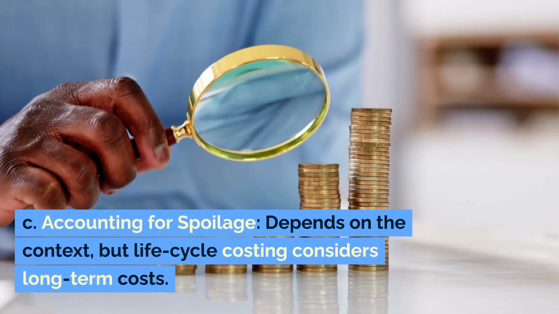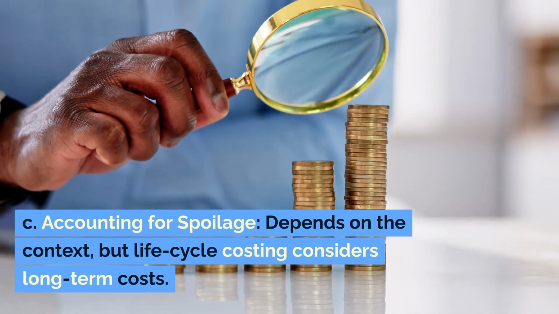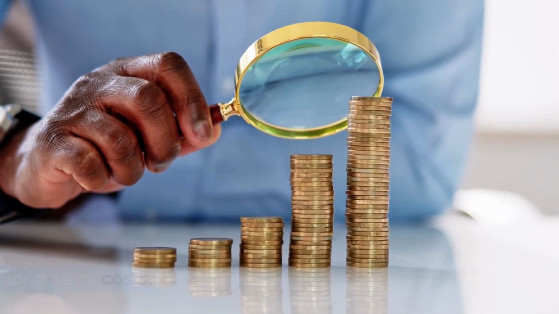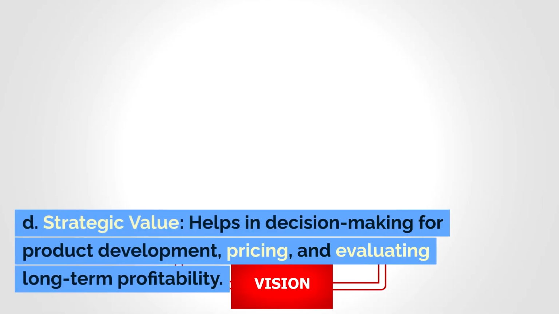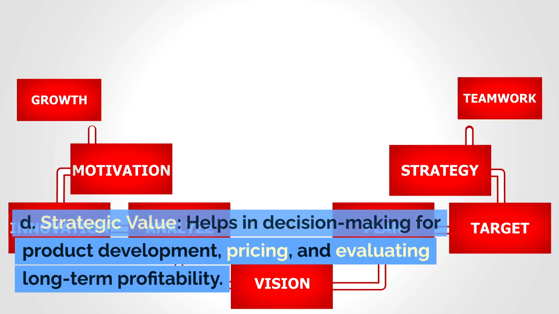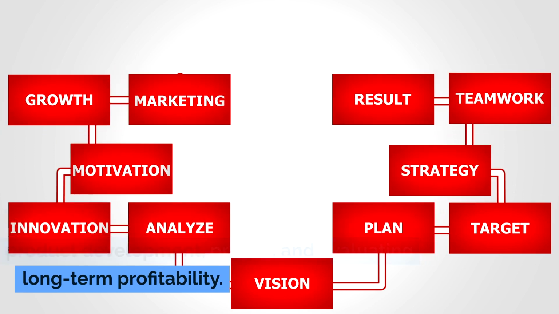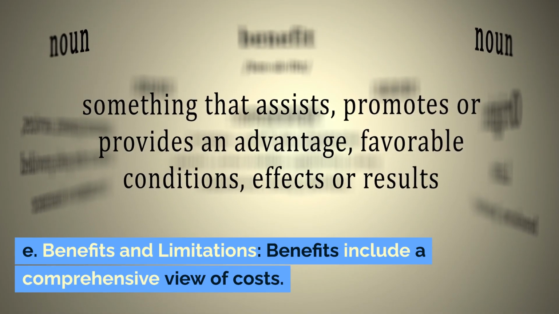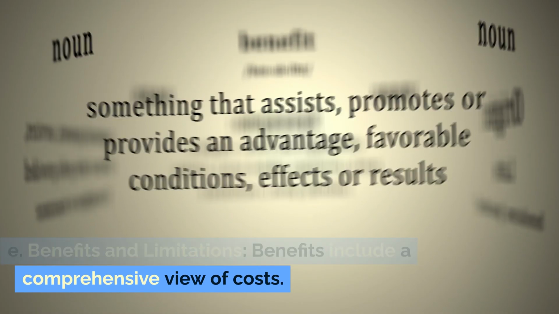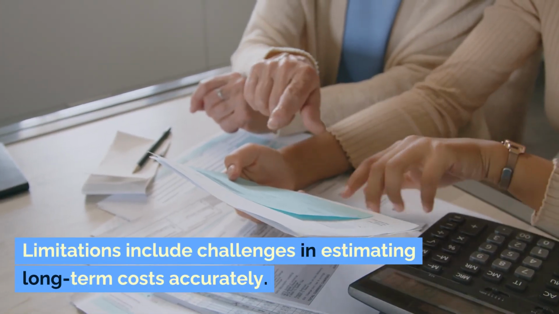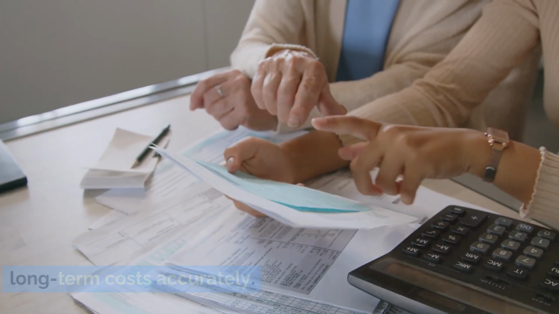C. Accounting for spoilage. Depends on the context, but life cycle costing considers long-term costs. D. Strategic value. Helps in decision-making for product development, pricing, and evaluating long-term profitability. E. Benefits and limitations. Benefits include a comprehensive view of costs. Limitations include challenges in estimating long-term costs accurately.